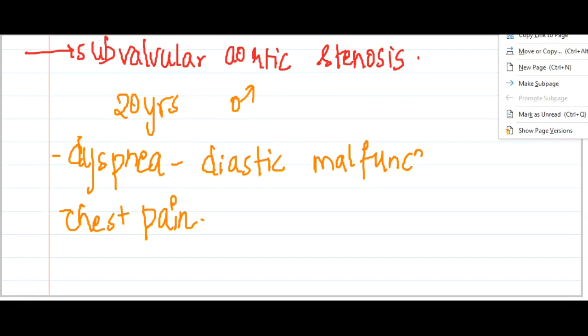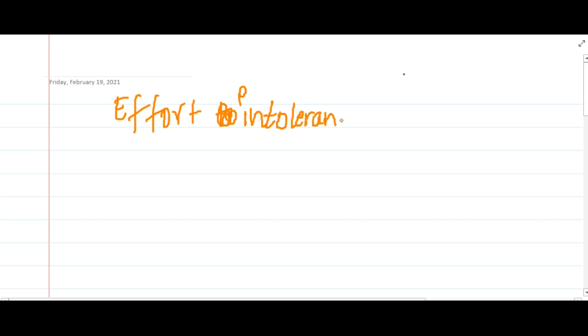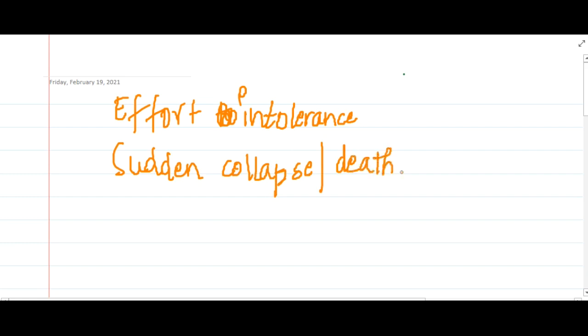These hypertrophied muscle fibers will require lots of oxygen, but our body cannot provide the necessary oxygen to the muscle fibers. As a result, that will result in ischemia leading to chest pain. The patient also suffers from effort intolerance, is not able to do proper work, and sometimes may undergo sudden collapse, or sudden death is also seen, which occurs on exercise or running.